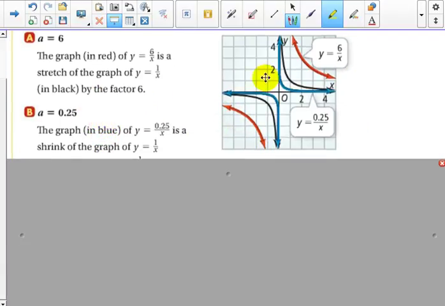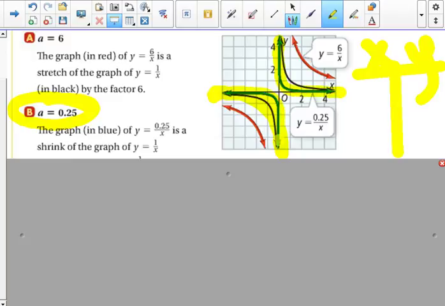Now let's look at what happens when our a value is a compression or a shrink, between 0 and 1. We've got 0.25. Again, the parent function is the one in black, the middle one here. When you shrink it, plug in some values for x and y, calculate and graph it, it gives you this one in blue.